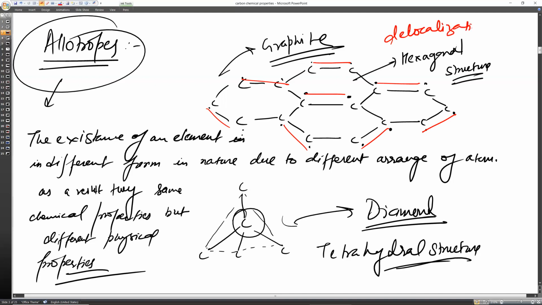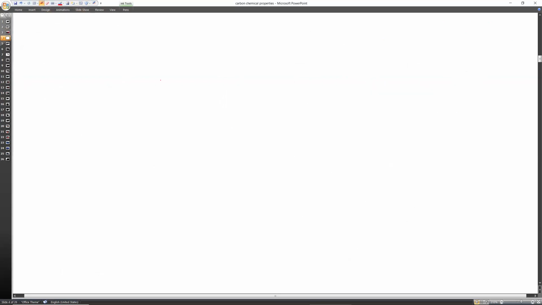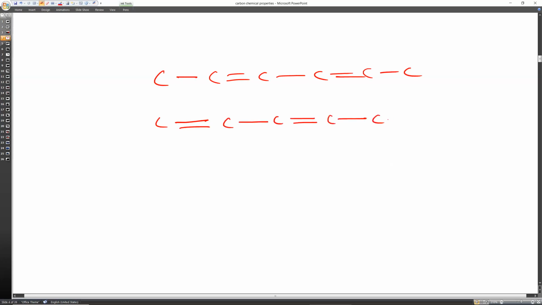Because of this alternate double bond, delocalization of electrons is possible. And what is delocalization? For example, if we have a pattern like this: carbon single bond, then double bond, then single, then double bond, then single, then double. After some time, this pattern will go like this, where it is double, it will become single, and where it is single, it will become double.